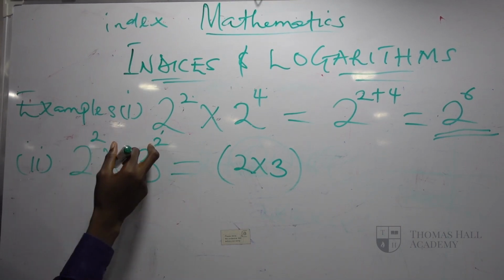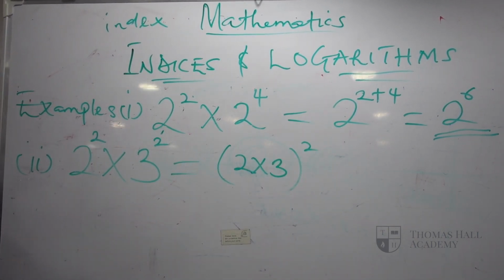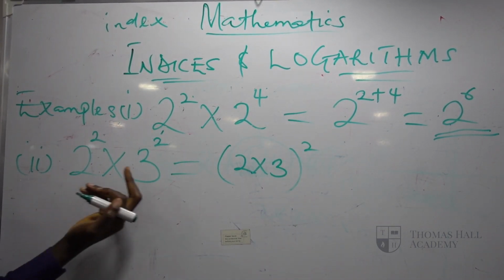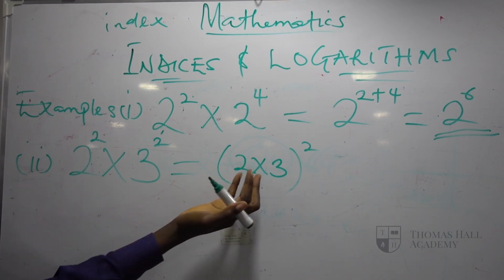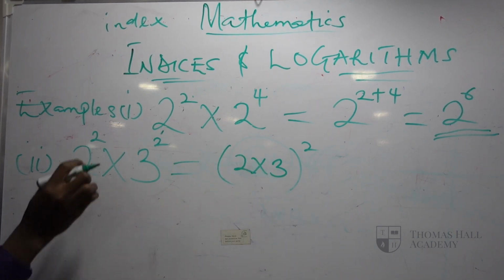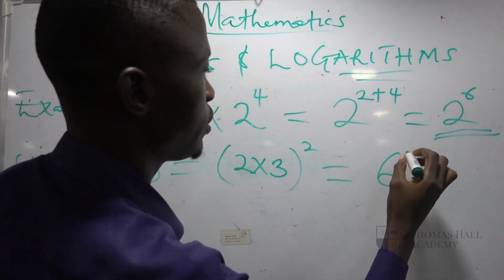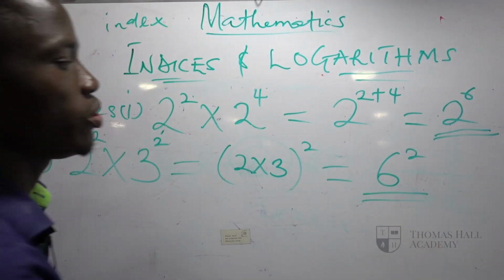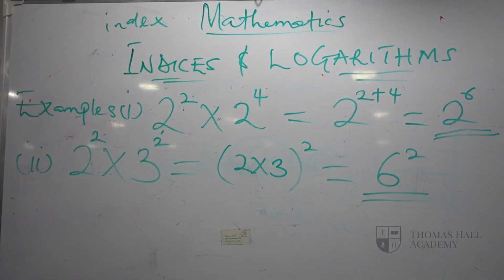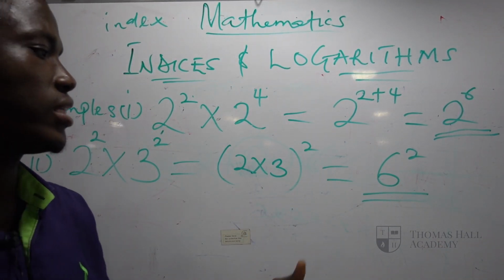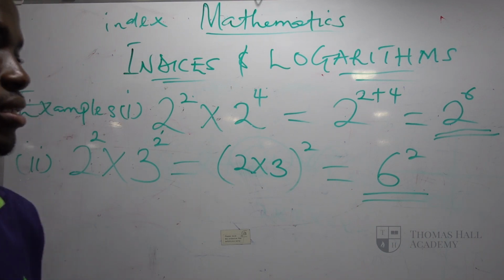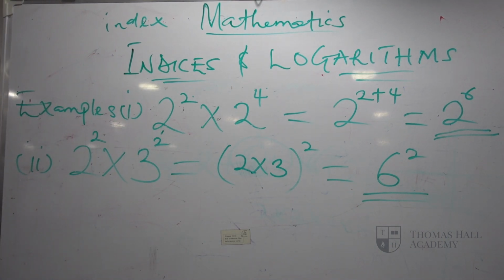Because the powers are the same, you pick one power. The bases are not the same, so 2 times 3 in a bracket, and then because the powers are the same, you pick one power. This then gives us 6 raised to the power 2. This is the way your answer should look. In indices, you should always express your final answer in powers. Now, let's say we have another one again.